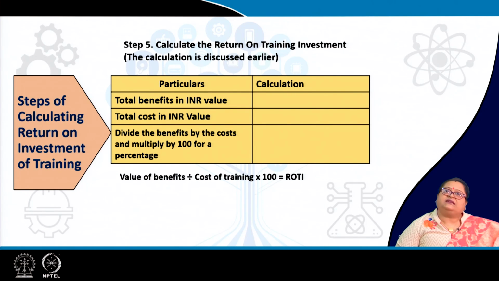Step 5 is calculate the return on training investment, which is the total benefits in INR value and total cost in INR value. Divide the benefits by the cost and multiply by 100 for the percentage, which is the net benefit. So the value of benefits divided by the cost of training, times 100, gives the return on training investment percentage.